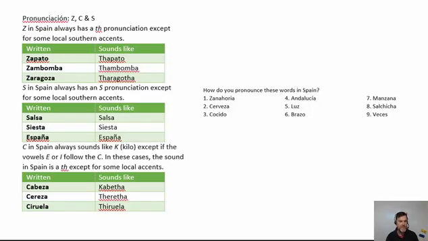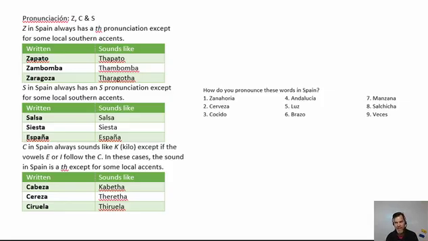Or look at the next word. It would be pronounced zambomba. Or this city here would be pronounced Zaragoza. In the south of Spain, you will hear people sometimes say Zaragoza, where the Z is pronounced like an S.